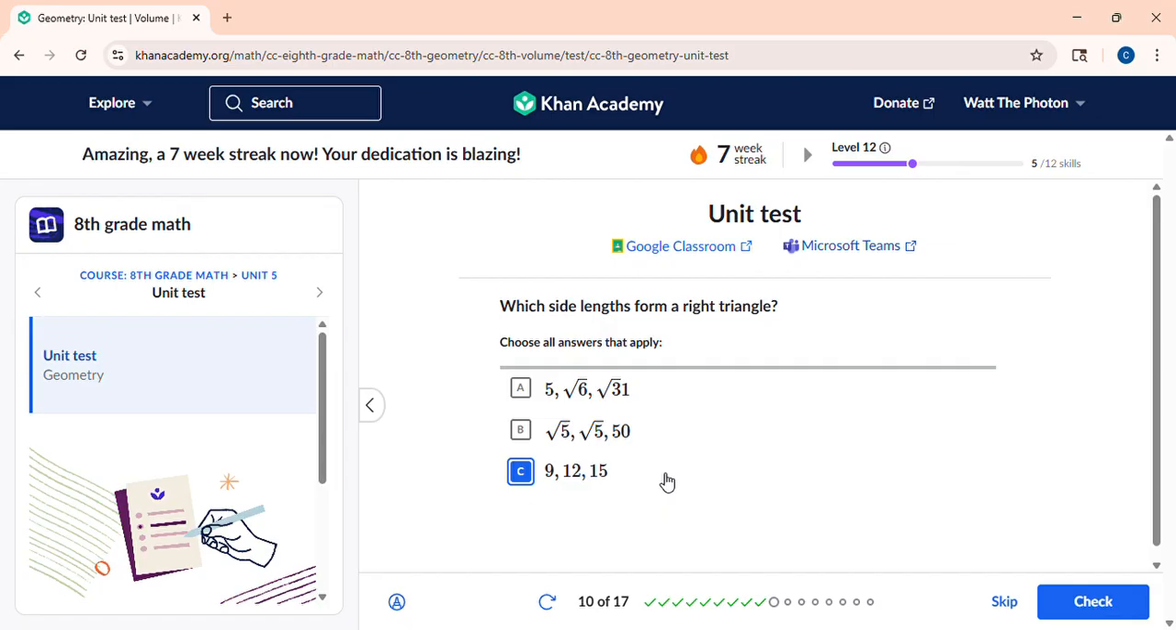C should be it. And we have, how big is the square root of 31? 5. So you're going to have 25 plus 6. And the square root of that should be square root of 31. So A is also. And we have 5 plus 5. And square root of 10.